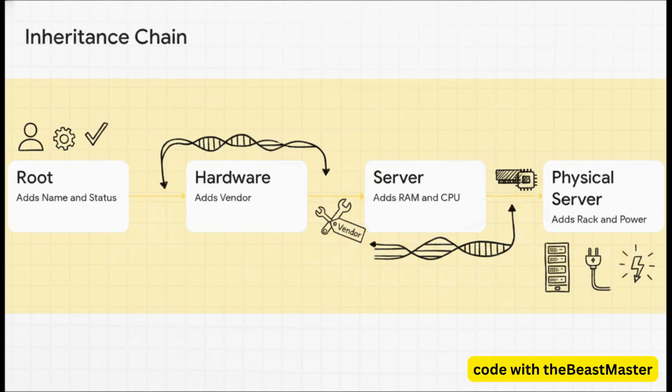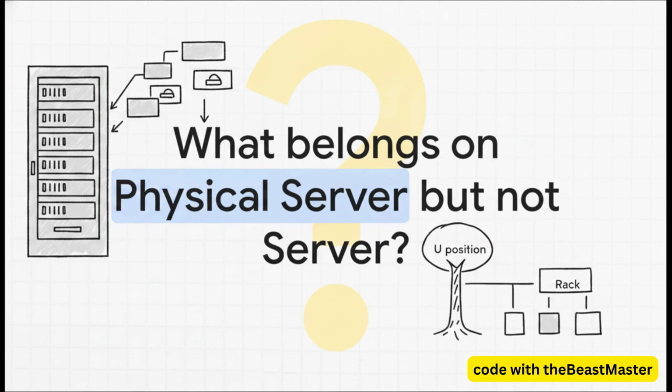specific trait, vendor. By step 3, the abstract server class inherits name, status, and vendor and adds its own specifics like RAM and CPU. And finally, in step 4, the concrete physical server inherits absolutely everything from above and tracks on rack and power draw. This is super crucial. We want to keep this schema incredibly clean and DRY, meaning don't repeat yourself, by only adding new specific attributes at the exact step when they are actually needed.